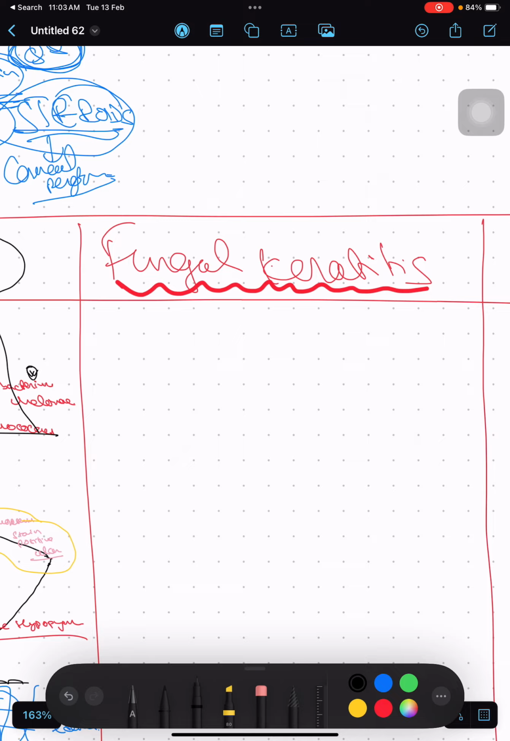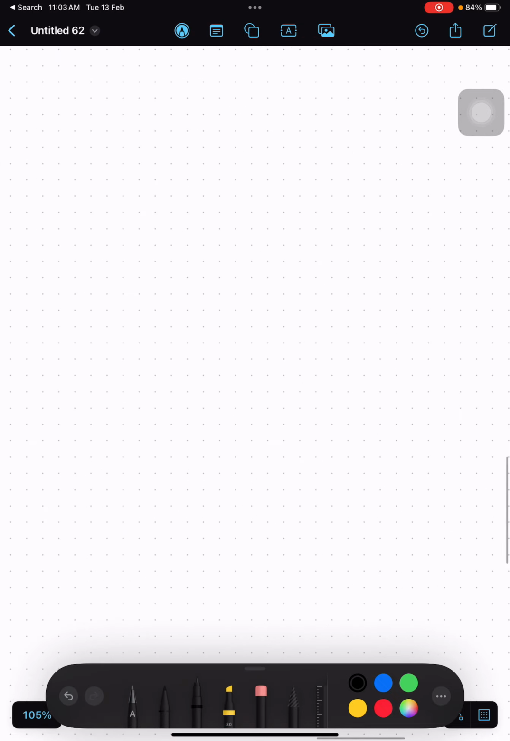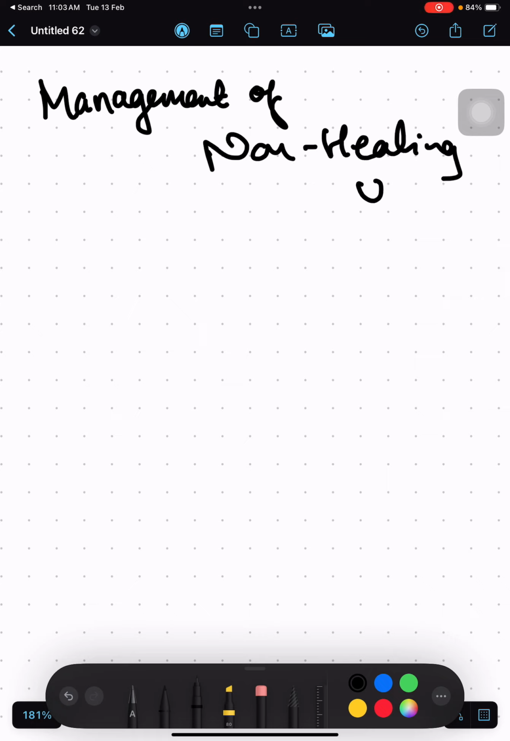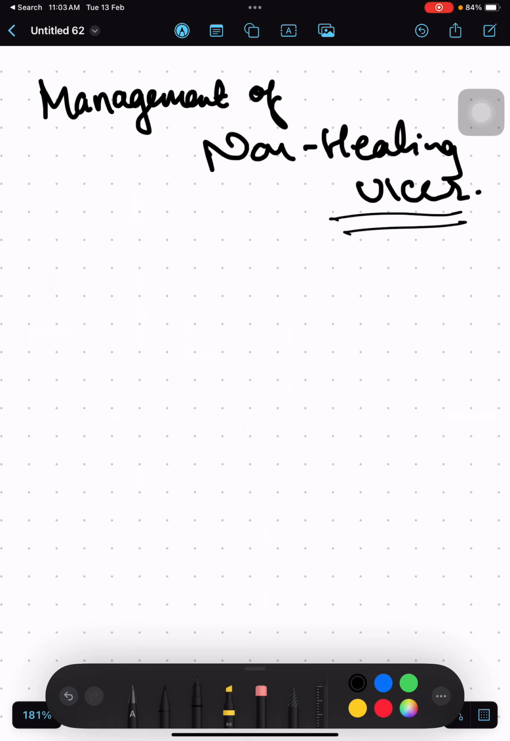Now, before fungal keratitis, I want to talk about the management of a non-healing ulcer. So there's an ulcer in your eye, and that ulcer is not healing. There's a saying that you should never give steroids. Steroids are very much contraindicated in the case of ulcers, because they might lead to other complications.